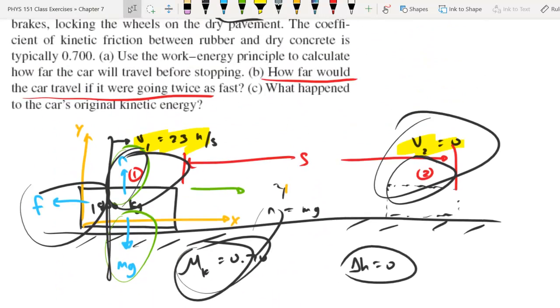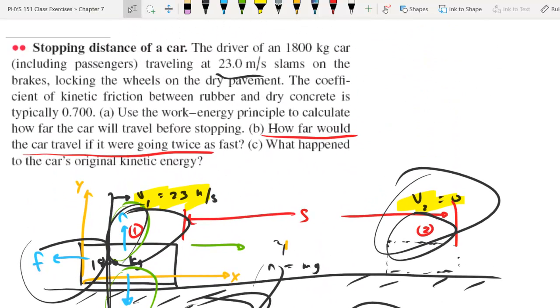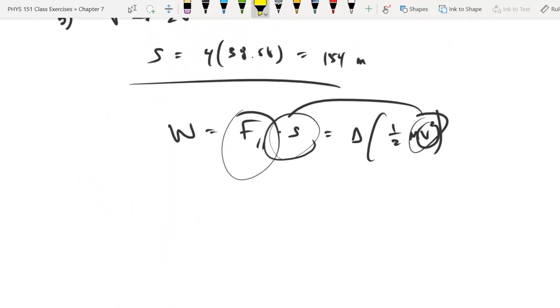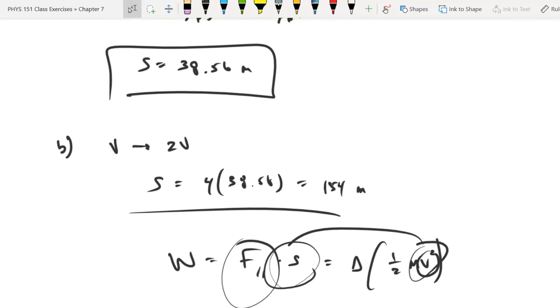Part C asks, what happened to the original kinetic energy? So where did this original kinetic energy go? Well, energy is always conserved, right? So energy doesn't disappear. We can't just say, oh, energy disappeared. Mechanical energy is not always conserved, right? Mechanical energy, we just have a couple of forms of energy which we call mechanical. Kinetic energy is one of them. So we actually lose mechanical energy here, right? Because we can't get it back.